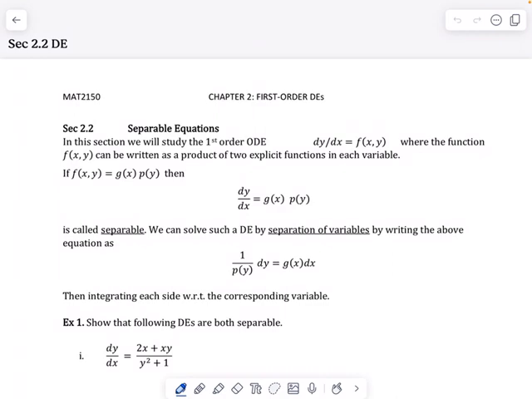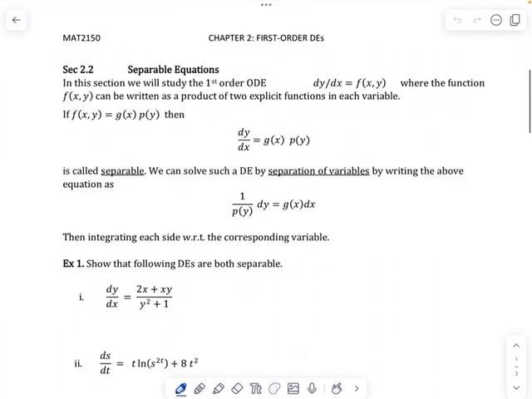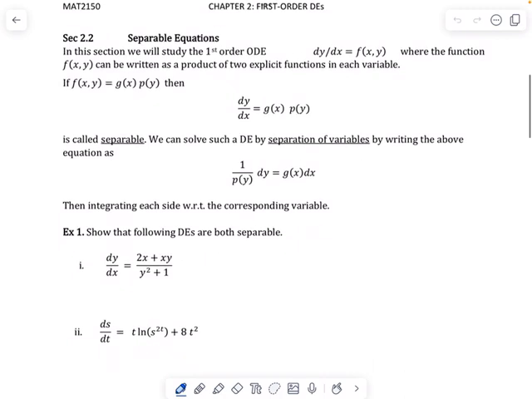In this case, the derivative will often be given as a function which can be separated into functions of two variables. So two functions being multiplied, one is of one variable and one is of the other variable. Let us see the examples now. The first example says, show that the following differential equations are both separable. If we can write the equations in this form, we call them separable differential equations.